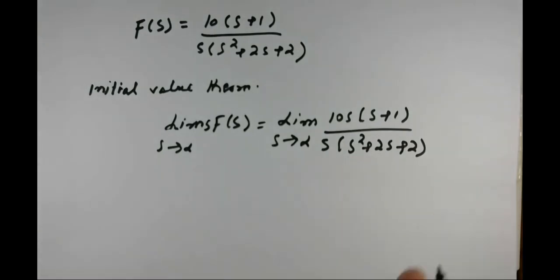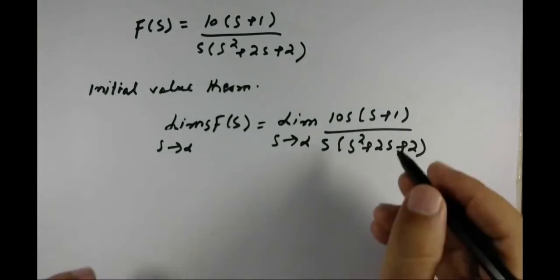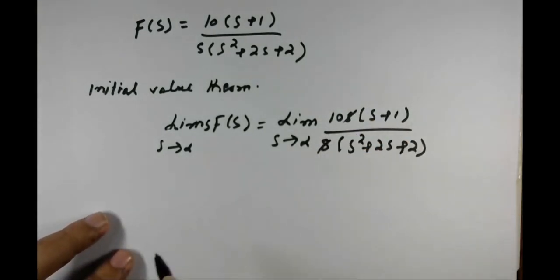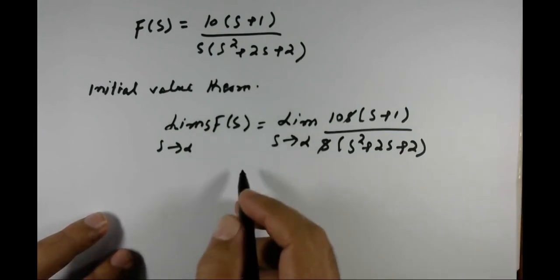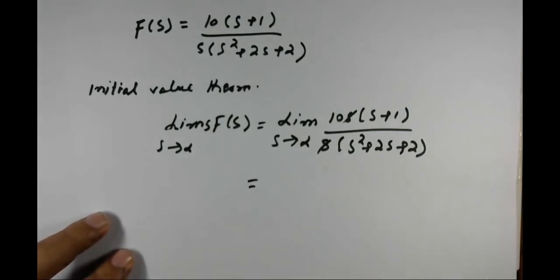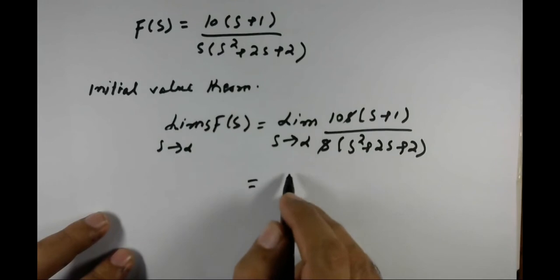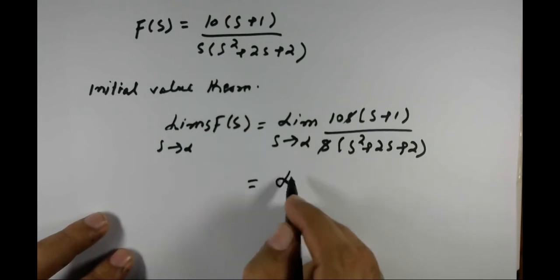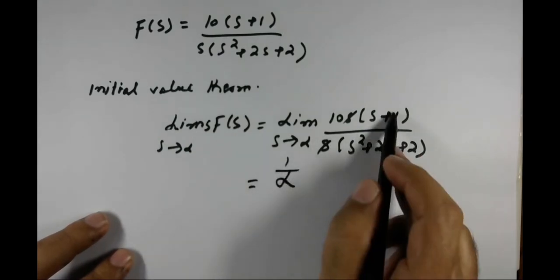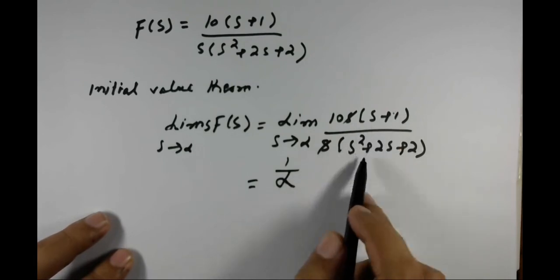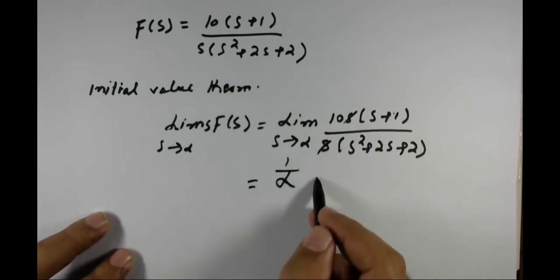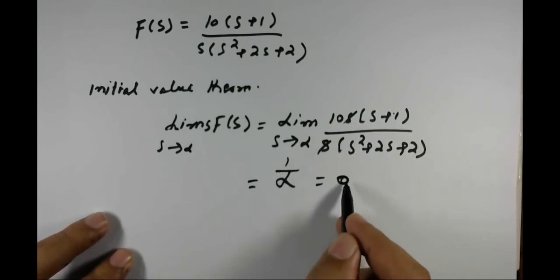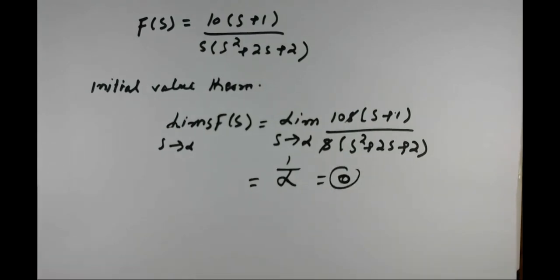You just need to evaluate this limit. Okay, so we can cancel this s with this s and then apply the limits. So whatever you do, this will always end up 1 by infinity, because this numerator has a lesser degree compared to the denominator. Okay, so this is 1 by infinity equal to 0. So initial value is 0, according to initial value theorem.